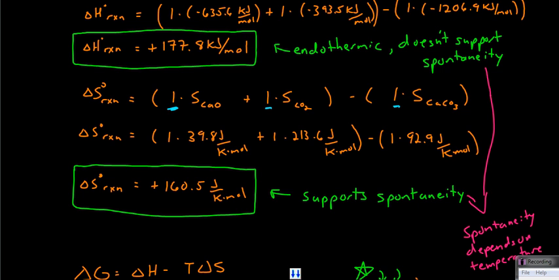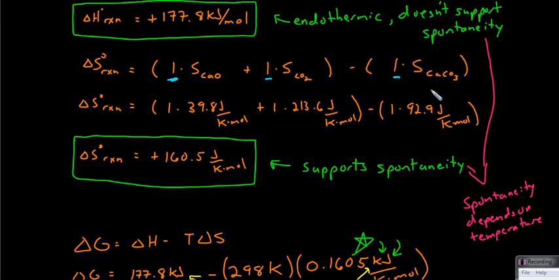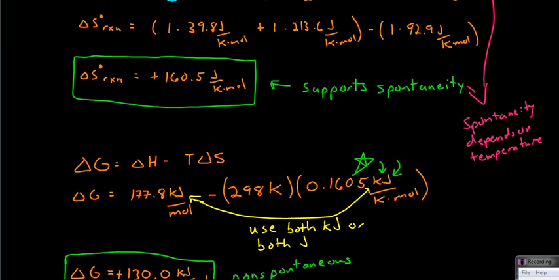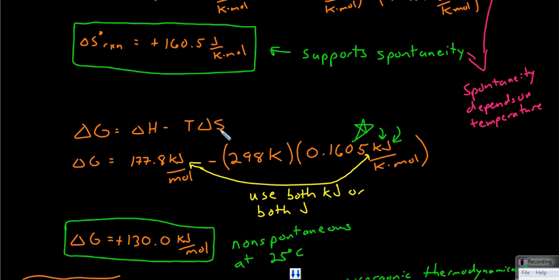And so we have two things, one that doesn't support spontaneity and one that does. So we know that these are counteracting forces, and whichever wins depends upon these values and the temperature. The spontaneity of this process depends upon the temperature. But first, will it be spontaneous at 25 degrees Celsius? Well, plug in your delta H and your delta S values and your temperature. At 25 degrees Celsius, you're plugging in Kelvin.